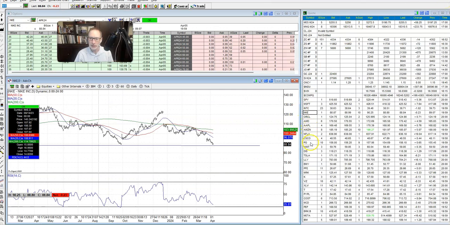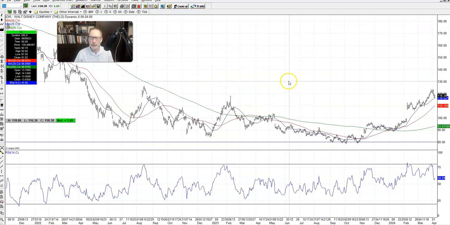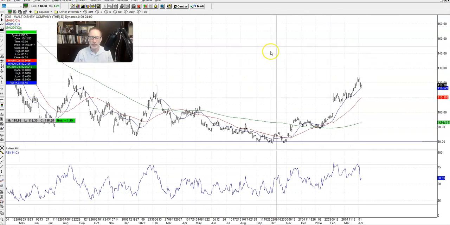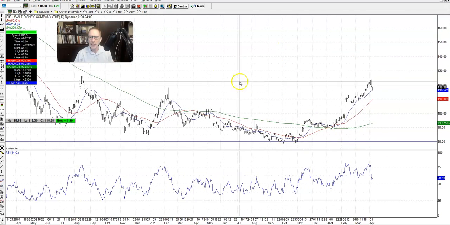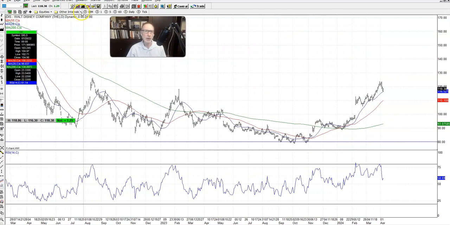We look at Disney also, because Disney finally has broken out from the downtrending pattern that it had been in for a long time. $80 was that level. Let's go out to the monthly.